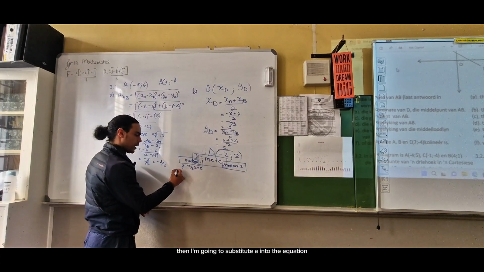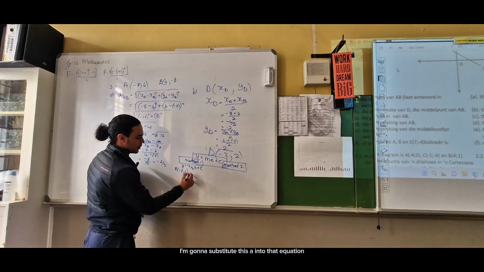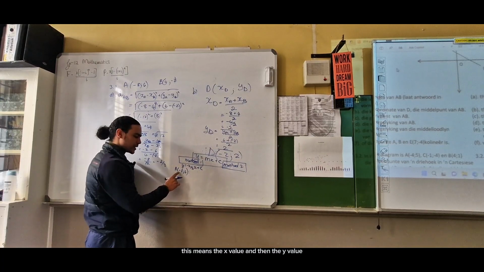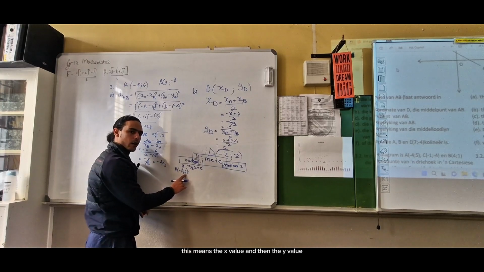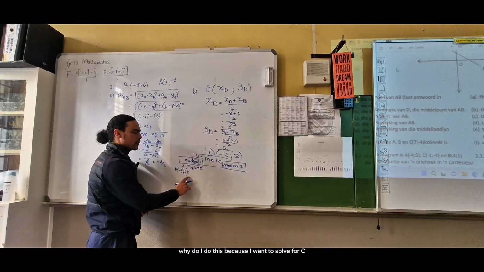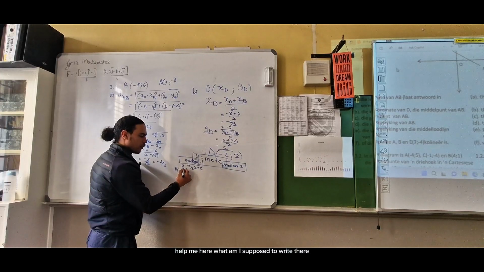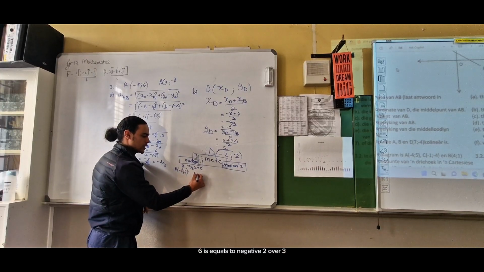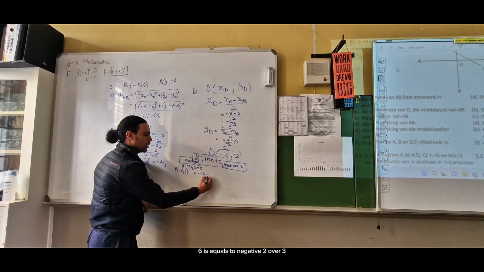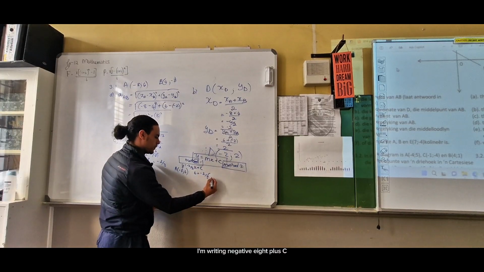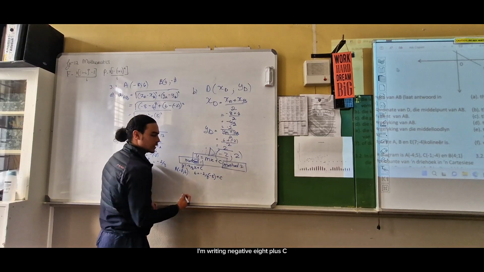Then I'm going to substitute A into the equation, the x value and then the y value. Why do I do this? Because I want to solve for c. 6 is equal to negative 2 over 3, and in the place of x, I'm writing negative 8, plus c.